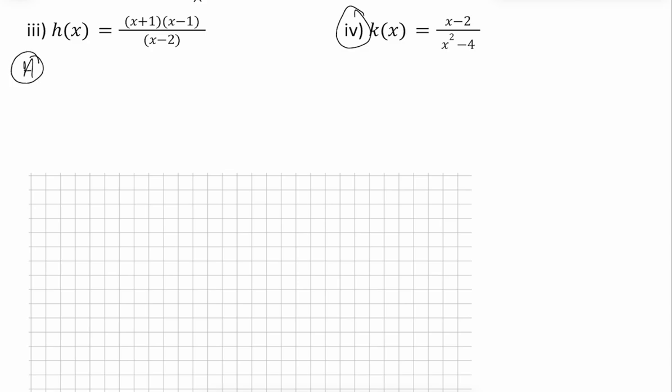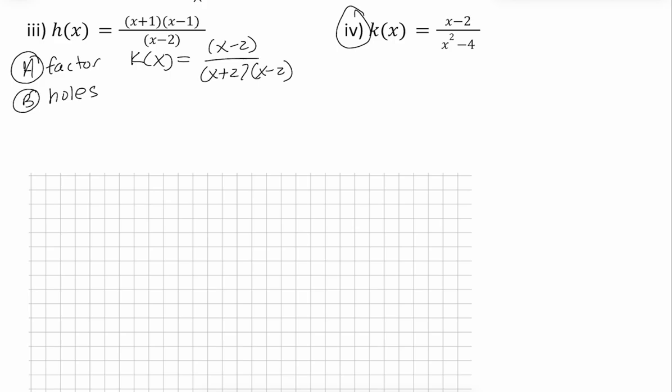So the first thing we're going to do is get it into factored form. So k of x is x minus 2 over x plus 2 and x minus 2. Because that can tell us if there are any holes. Now remember, a hole appears when there is a factor in the top and a factor in the bottom. Just set that equal to 0 and solve for x. x minus 2 equals 0 at 2. And then take it out and remove it. For the rest of the problem, we can use the simplified version.